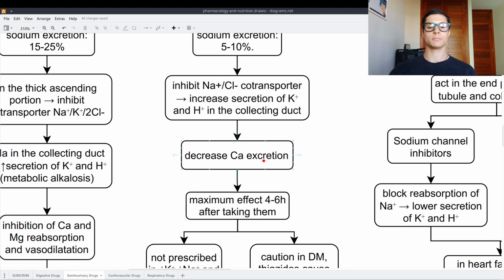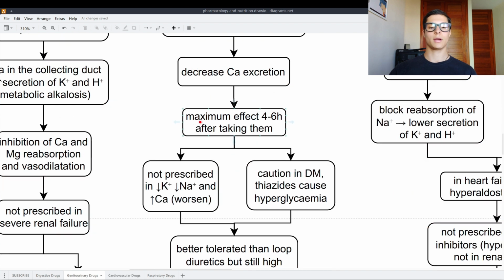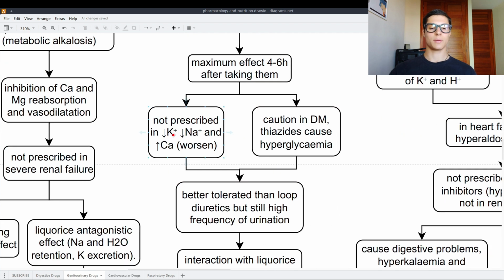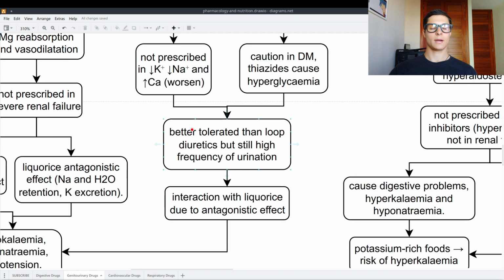They decrease the calcium excretion though, and their maximum effect is 4 to 6 hours after taking them. They are not prescribed in hypokalemia, hyponatremia and hypercalcemia because they worsen the situation. And be careful in diabetes mellitus because thiazides cause hypoglycemia. They are better tolerated than loop diuretics, but still high frequency of urination.